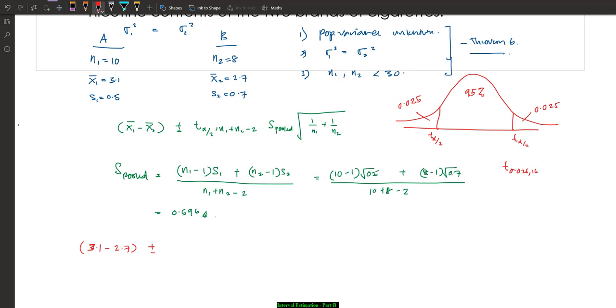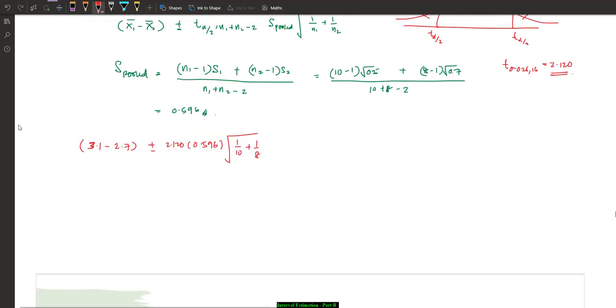This is equal to 2.120, from a statistical table. We just plug in the value 2.120 multiplied with 0.596, multiplied with the square root of 1 over 10 plus 1 over 8. When you do the calculation, you should get negative 0.20 for mu1 minus mu2, and 1.00. So this is the probability that we want to find, equal to 95%.